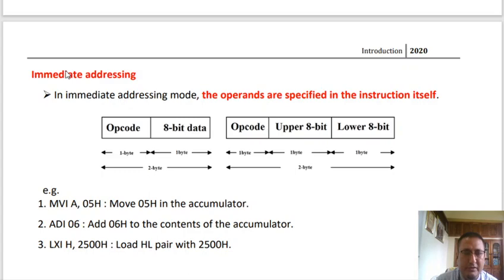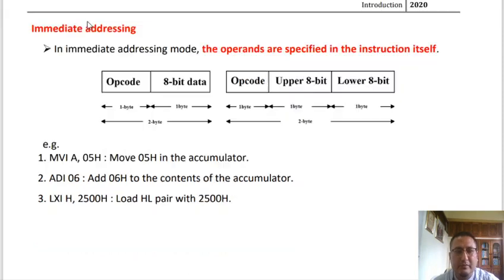So in immediate addressing mode, the operands are specified in the instruction itself. We can have two different instances: an opcode with 8-bit data, or an opcode with 16-bit data. MVI A,05H is an example of opcode and 8-bit data. Likewise, ADI is an example of opcode and 8-bit data. LXI H,2500 is an example of opcode and 16-bit data. So this is the property of immediate addressing mode.